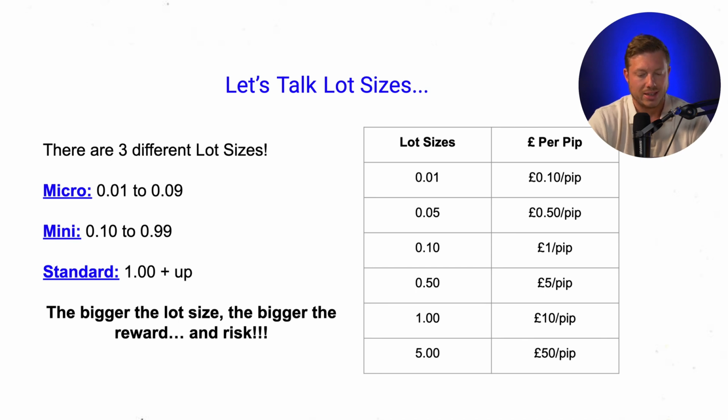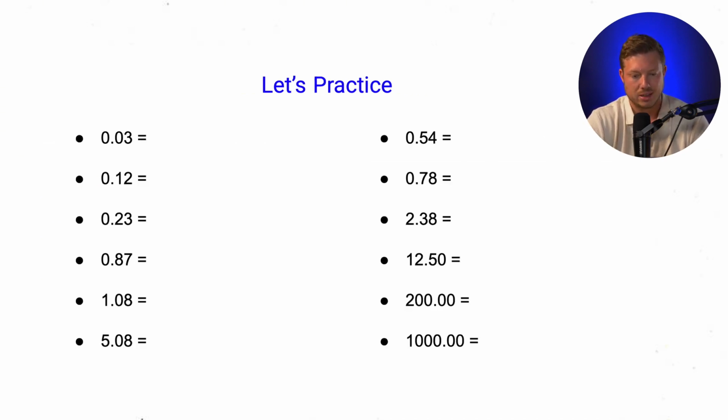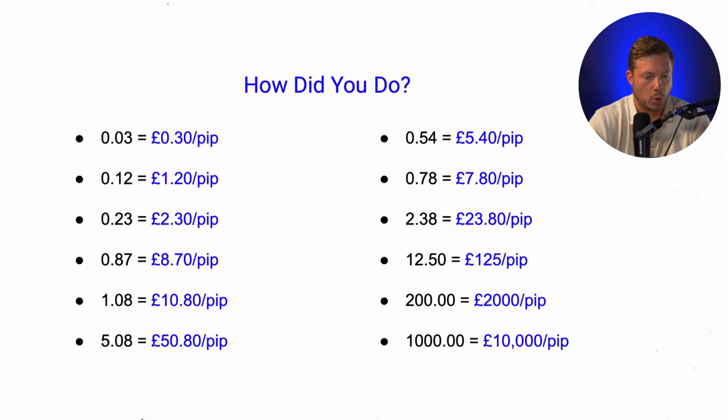The bigger the lot size, the bigger the reward, and also the bigger the risk at the same time. So if we were to practice here, all I would recommend, if you're watching this, is just print screen this or pause the video, go away, take some notes, and write these down as to what you believe they would be. If this is your first ever time understanding trading, understanding the financial markets, print screen this, because there's nothing wrong with doing a little bit of homework on these and seeing if you got it right or wrong. But for those of you who did, here's the answers. 0.03 will be 30 pence, 12.5 will be £125, 0.78 will be £7.80, and so on and so on.